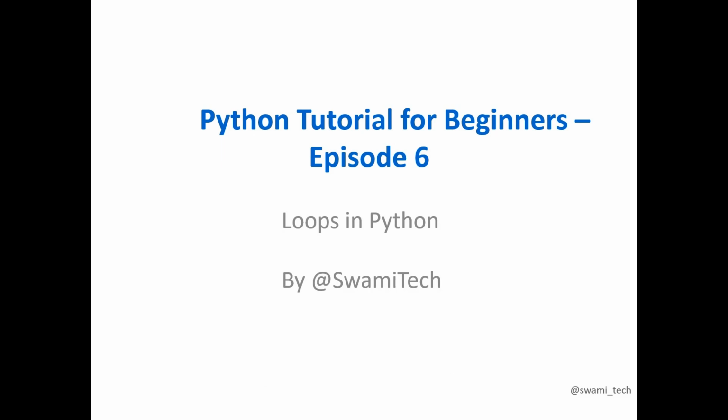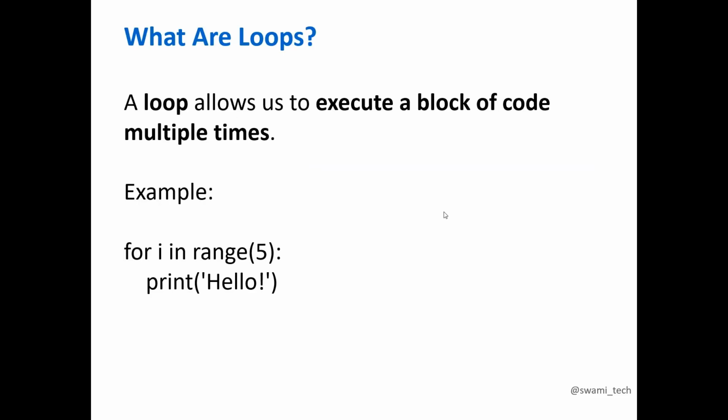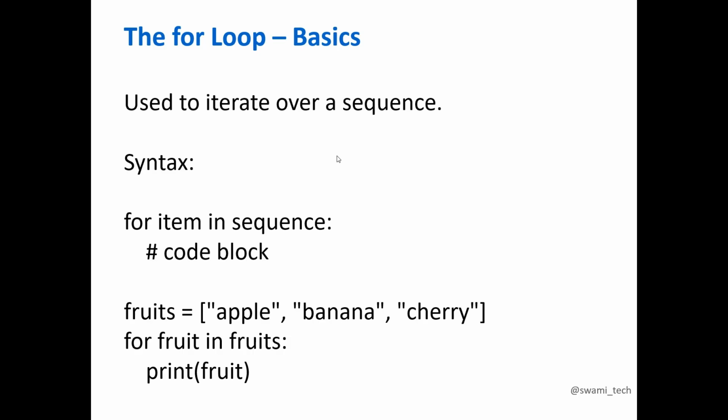Hey everyone, welcome back. In this lesson, we'll learn about loops in Python. Loops are an essential part of programming because they allow us to repeat tasks efficiently without writing the same code again and again. Python provides us with two main types of loops, the for loop and the while loop. We'll also learn some important loop control statements like break and continue, which help us control the flow of our loops. Let's start with the for loop.